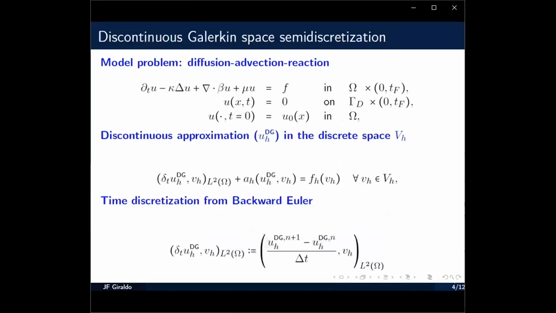For this case, we consider a diffusion advection problem with homogeneous Dirichlet boundary conditions. As a first approach, we aim to approximate the exact solution u of our model problem by using a discontinuous Galerkin method, where the solution lives in a broken polynomial space P_h. And for the time discretization, we focus the explanation on the backward Euler scheme.